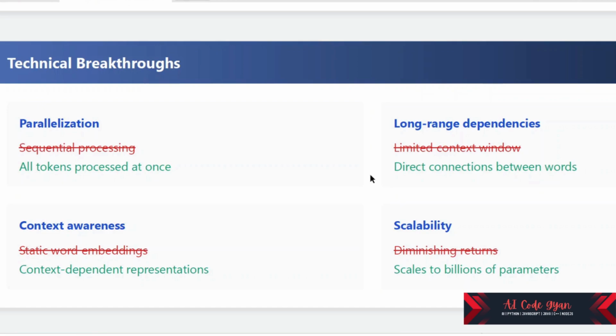Basically, it will process even long-range dependencies, as opposed to the limited context window which was there in RNN and CNN. And when we talk about context awareness, it has increased context awareness with the help of MLM and the attention mechanism. And it is highly scalable, scaling to billions of parameters.